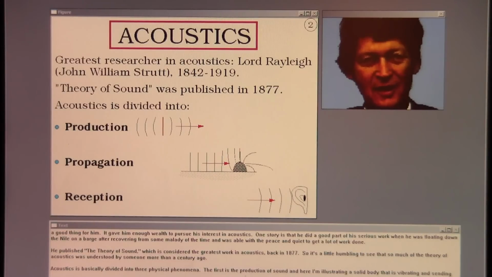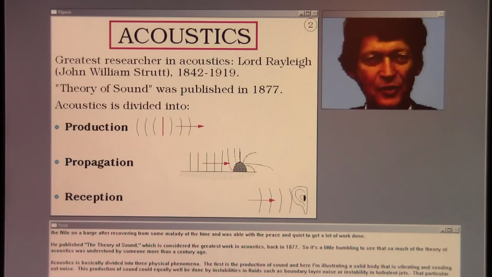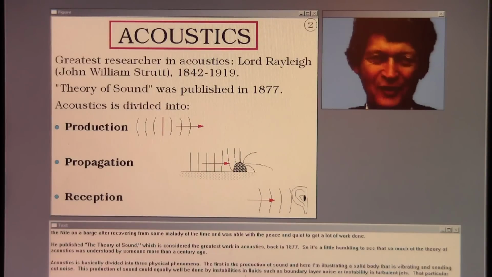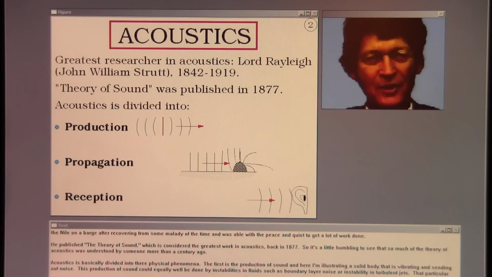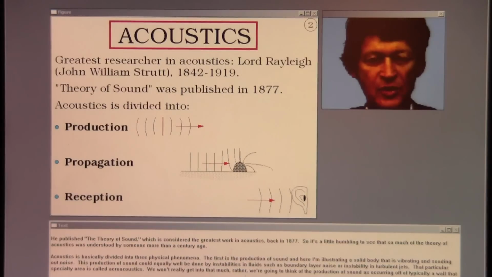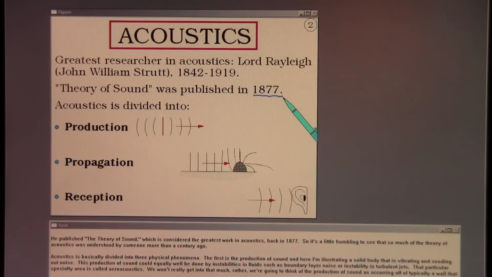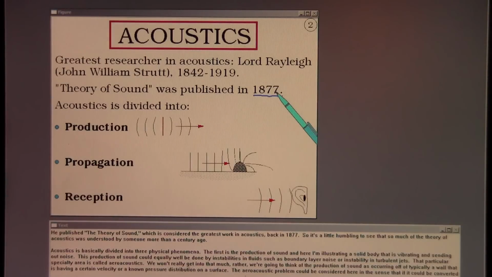One story is that he did a good part of his serious work when he was floating down the Nile on a barge after recovering from some malady of the time, and was able with the peace and quiet to get a lot of work done. He published The Theory of Sound, which is considered the greatest work in acoustics, back in 1877. So it's a little bit humbling to see that so much of the theory of acoustics was understood by someone more than a century ago.